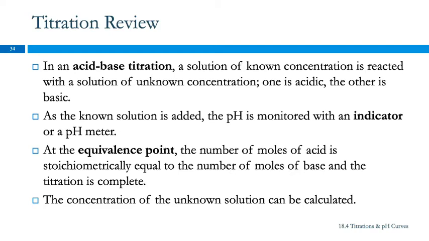How do we measure out a stoichiometric amount when we don't know the concentration? We monitor the pH as we're adding the known solution, and we can do that either with an indicator or with a pH meter. Now, an indicator is what you've done in Chem 1A. At the equivalence point, the number of moles of acid is equal to the number of moles of base, and the titration is complete, and the indicator changes color.